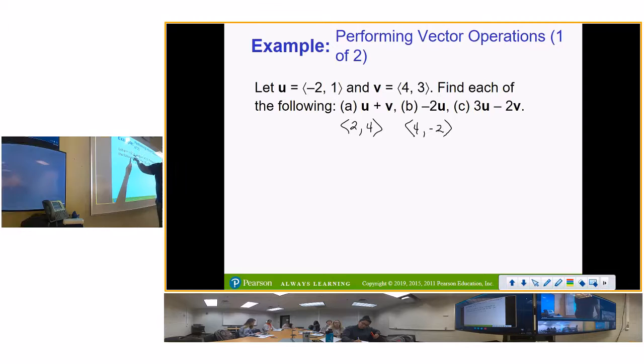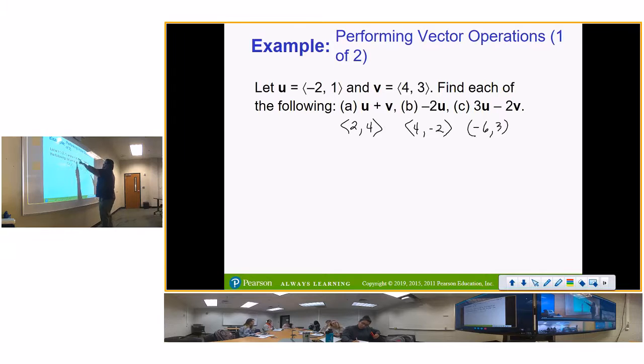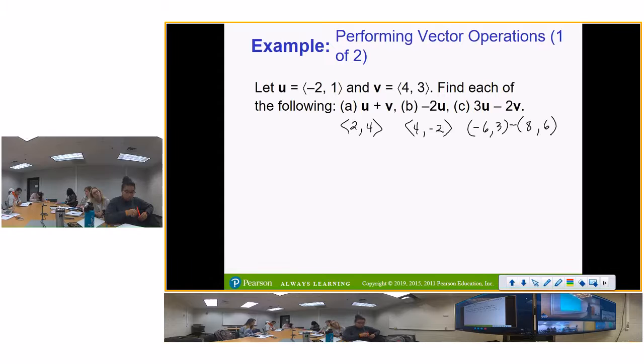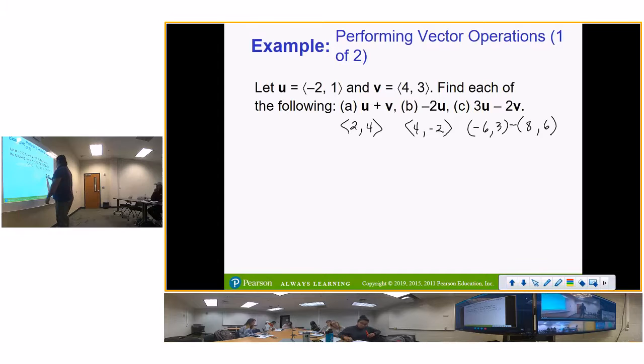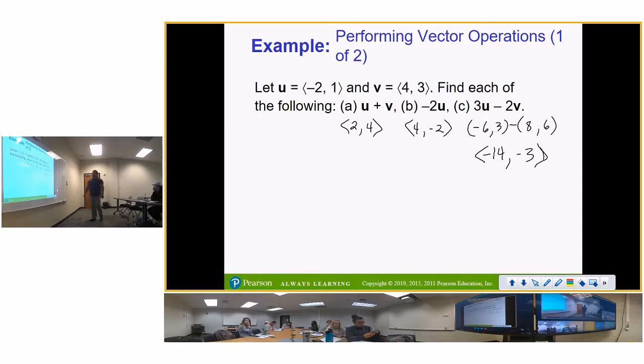3u, 3 times, okay, so that's going to be 3, it'll be negative 2, negative 6, and 3, minus 2, the 8, and what? 6? What's negative 6 minus 8? It's negative 14. And what's 3 minus 6? Negative 3. Sounds like some of y'all need to brush up on your signs. But y'all probably already know this anyway, right?